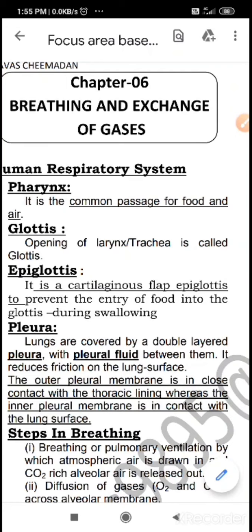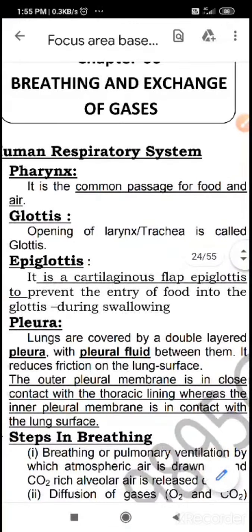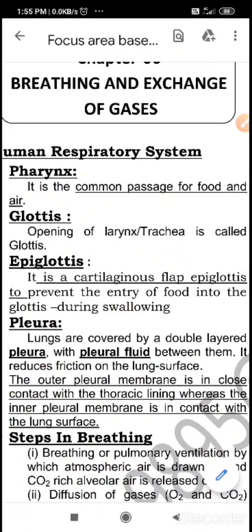And what happens is when we swallow food, this glottis is covered by a flap called the epiglottis to prevent the entry of food into the glottis during swallowing. Okay, to prevent the entry of food into the lungs, there is a flap, a lid called the epiglottis, which covers the glottis, the opening of the trachea.